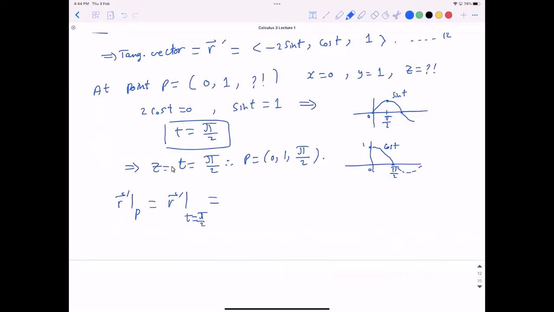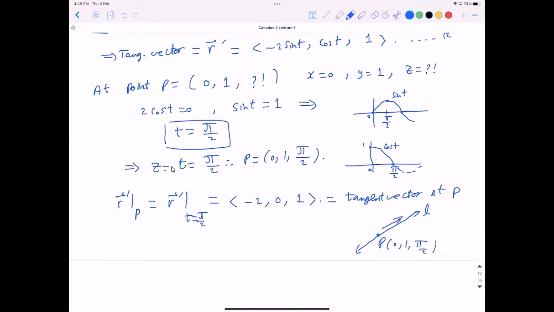So substitute pi over 2 in r dash. Negative sine pi over 2: sine pi over 2 is 1, so this is negative 2. Cosine pi over 2 is 0. This is 1. This is the tangent vector at P.